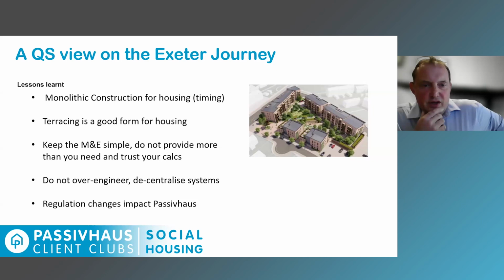We've also learnt that you need to keep the M&E simple. Don't over-engineer it. Decentralized systems. Trust your PHPP. You don't need to include a full wet rad system to your buildings for heating. You just don't need it. Those buildings that we've delivered often just have one electric panel for heating, and that's it.